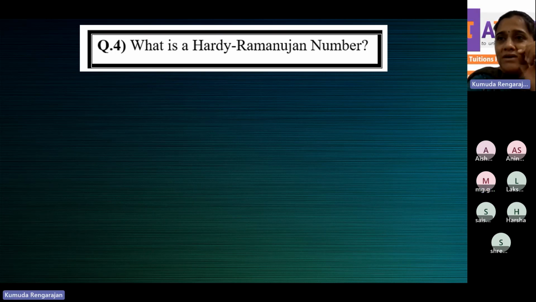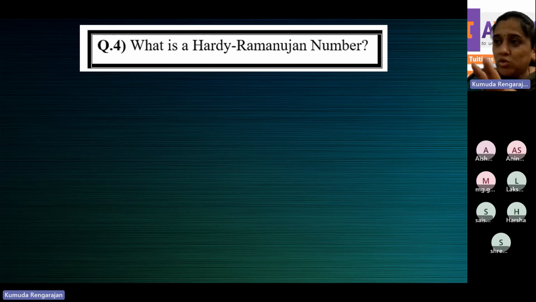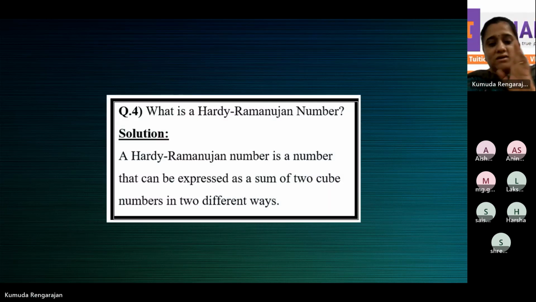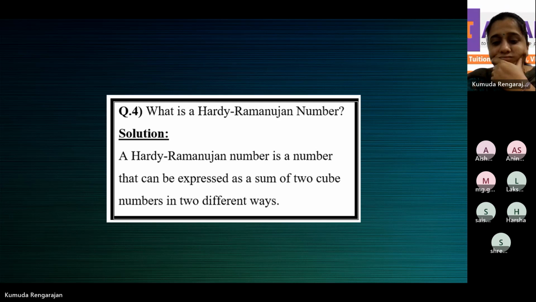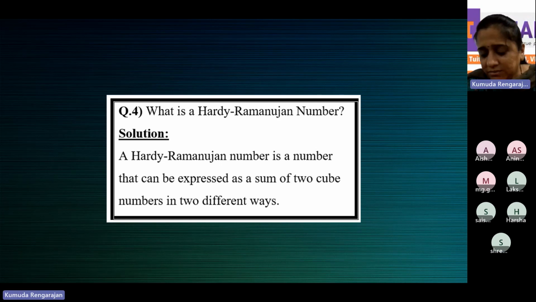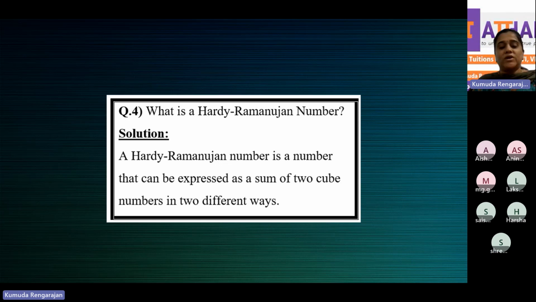If a number can be expressed as a sum of two cubes in two different ways, it's called a Hardy-Ramanujan number. I still don't get this one, ma'am. Okay, I'll show you some examples. You write down this, you complete the homework, I'll show you.